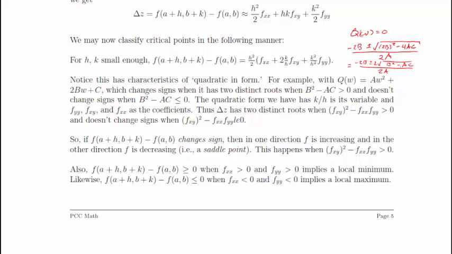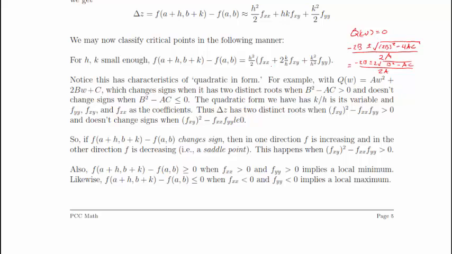So if this is negative inside my square root, let me back up here. If b squared minus ac is greater than 0, then there are two solutions to this quadratic.